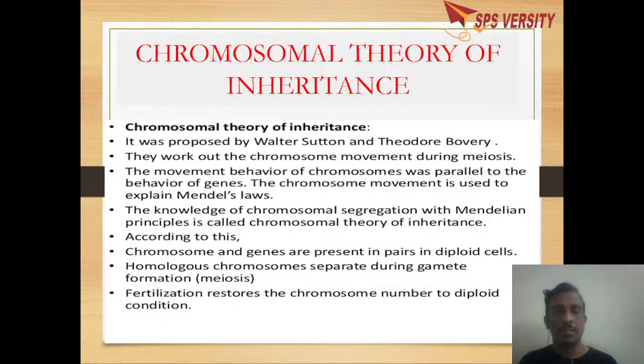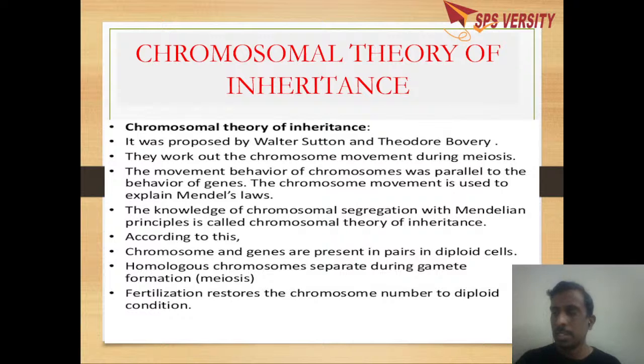In the previous session, we discussed Mendel's laws of inheritance, their deviations, monohybrid cross, dihybrid cross, phenotypic ratio, genotypic ratio, as well as some deviations from Mendel's laws. So we discussed the three laws of Mendel, that is law of dominance, law of segregation, law of independent assortment.